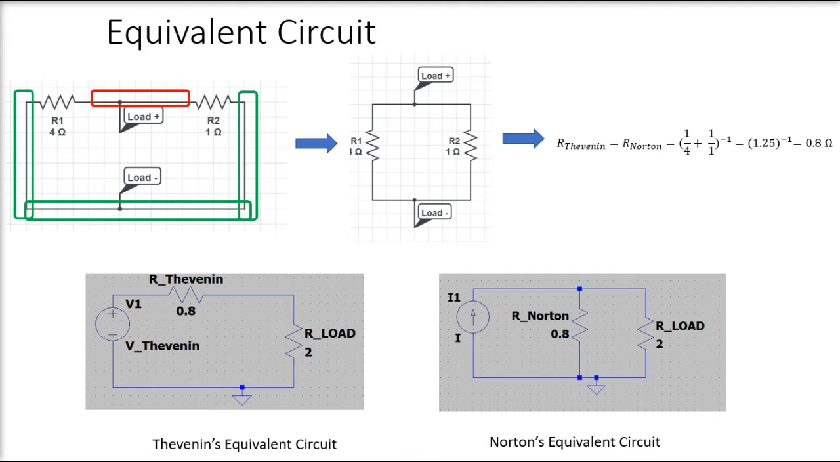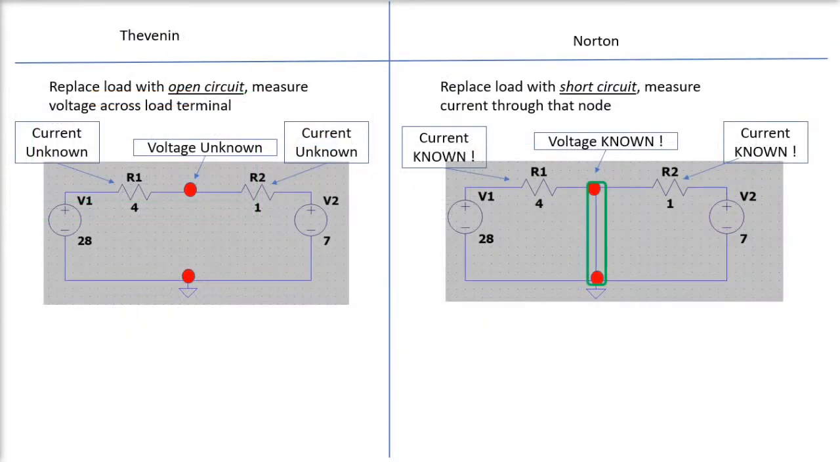And now I'm going to move on to the next step. For the Thevenin equivalent circuit, there's a rule: in order to find the voltage across the load terminal, we have to replace the load with an open circuit and then measure the voltage across the load terminal, right? But after I replace the load with my open circuit, you can see the voltage of this terminal is unknown.